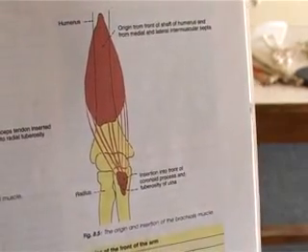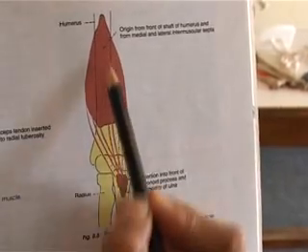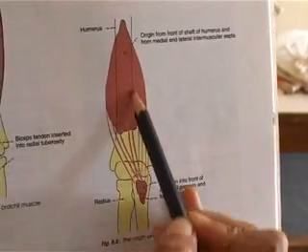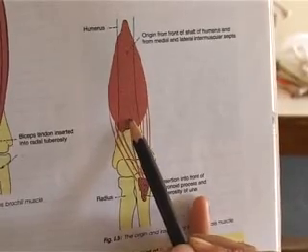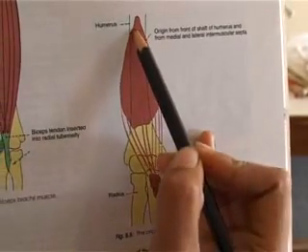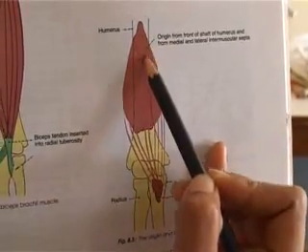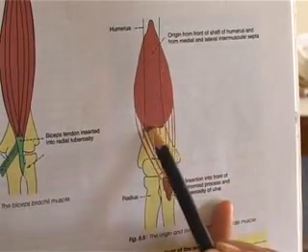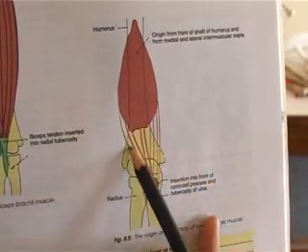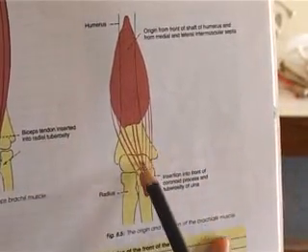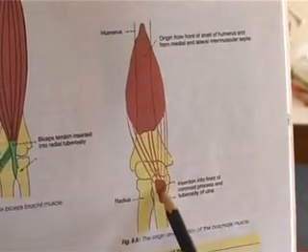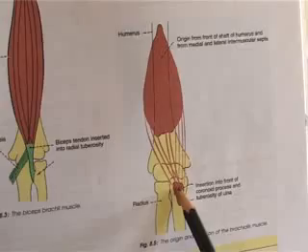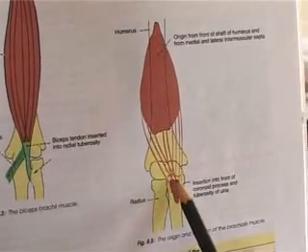Figure shows the origin of brachialis muscle from the anterolateral and anteromedial surfaces of the humerus. It passes in front of the elbow joint and gets inserted into the anterior aspect of the coronoid process of the ulna.